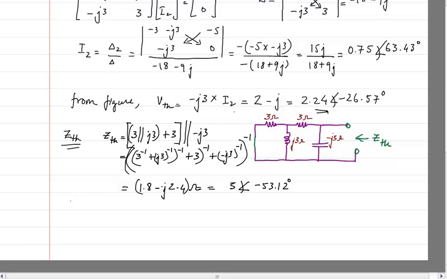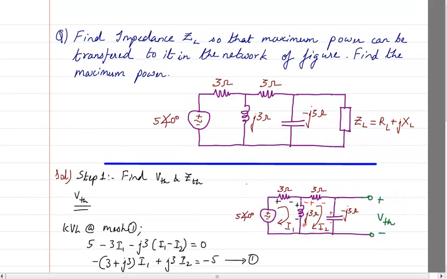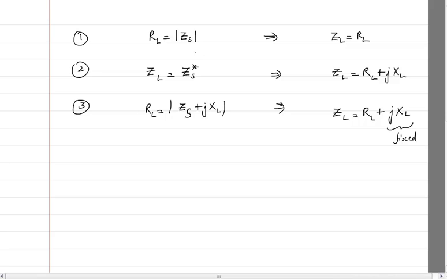So this is ZTH. Therefore, step 2 is for maximum power transfer, isn't it? That is what we require. For maximum power transfer, what should be the value of ZL? Now let us look at what we have found out. If the second condition is when ZL has both RL and XL, what should be the condition? The condition should be that ZL should be the conjugate of ZS.